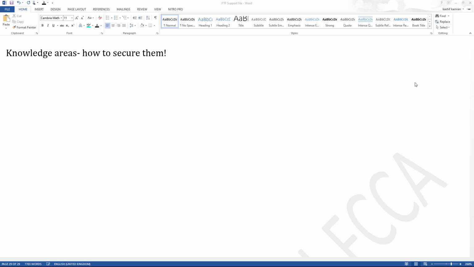We need to spend a quick time on knowledge areas and how to secure them. Obviously, knowledge areas are very scattered, right? I have given you one way of securing them, which is to read plenty of knowledge articles. If you do, at least you have the right knowledge. But the past papers on knowledge areas are very, very scattered. You cannot say, okay, I'll do the last six papers and I'll be good on the knowledge areas.